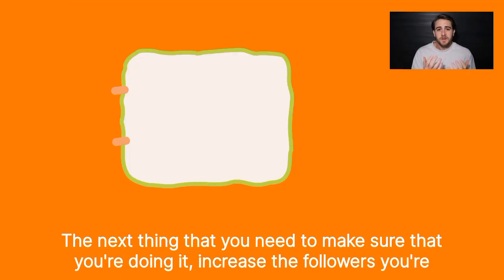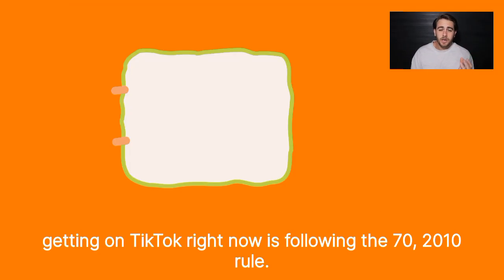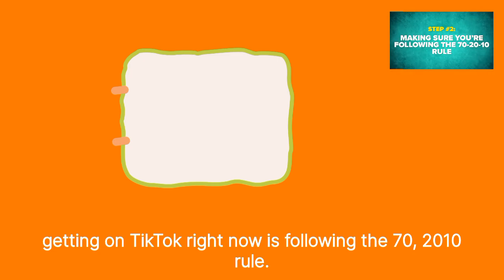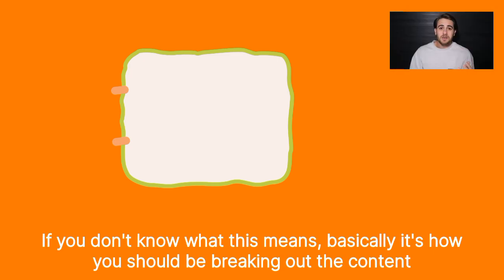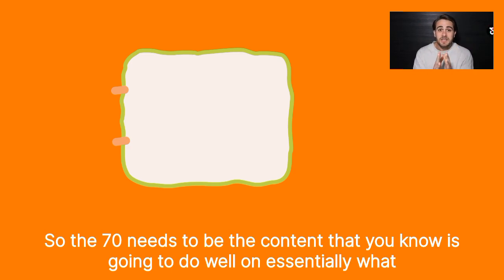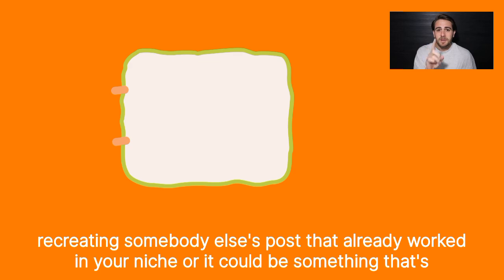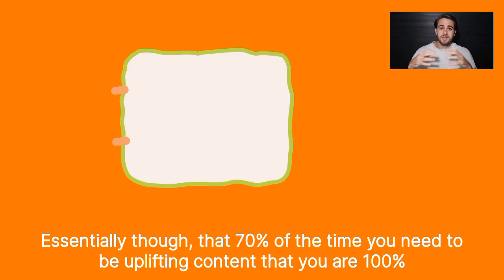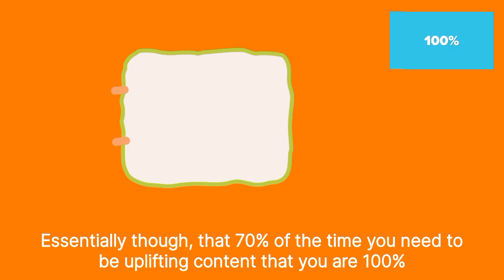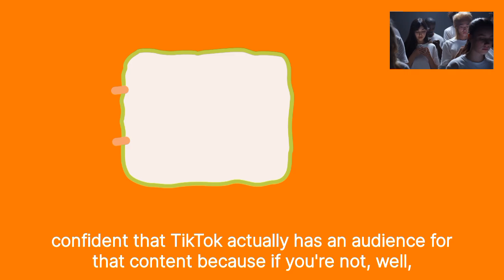The next thing that you need to make sure that you're doing to increase the followers you're getting on TikTok right now is following the 70-20-10 rule. If you don't know what this means, basically it's how you should be breaking out the content you're creating on TikTok. So the 70 needs to be the content that you know is going to do well. And essentially what you could be doing here is following something that's trending on TikTok within your niche, or recreating somebody else's post that already worked in your niche, or it could be something that's already worked on your own account. Essentially though, that 70% of the time you need to be uploading content that you are 100% confident that TikTok actually has an audience for that content.